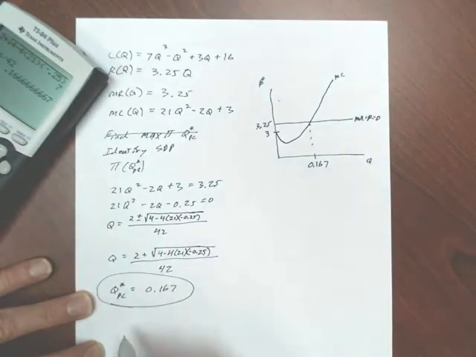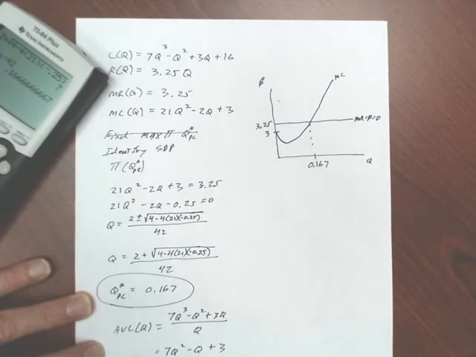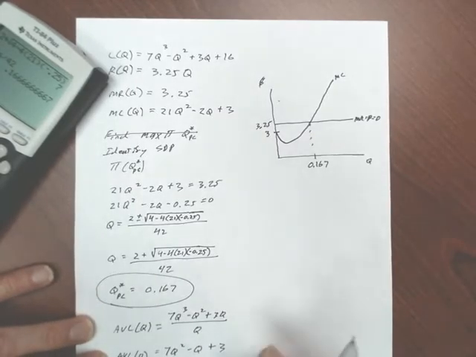Okay, so average variable cost as a function of Q equals 7Q cubed minus Q squared plus 3Q, all that over Q. Well, this equals 7Q squared minus Q plus 3. Okay, so that's average variable cost. Now we need to graph that. Here's what we need: to find the lowest point on that curve.